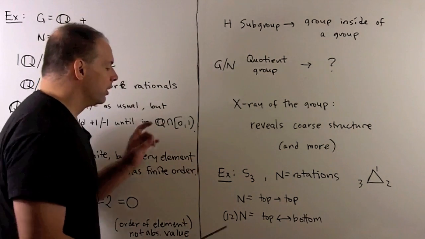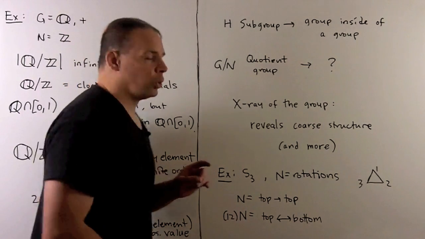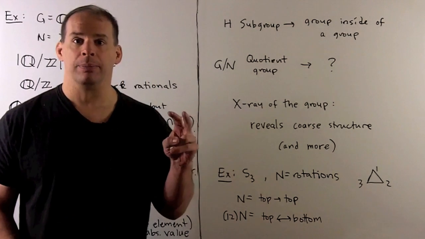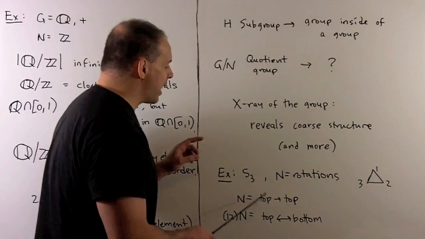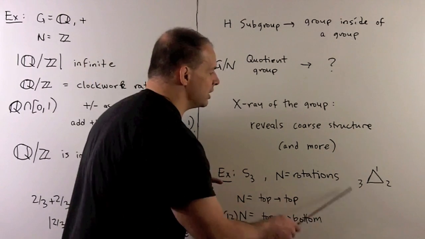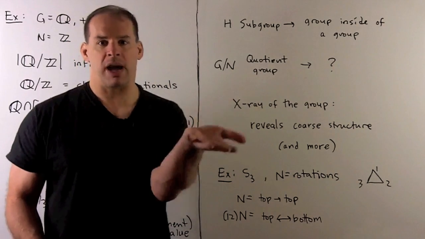If I consider the coset (1 2)N, these are going to be all the elements of the group that switch the top and the bottom. So when I take this X-ray of S3, we're breaking it down into two types of symmetries of this triangle, based on whether we flip top to bottom or not.